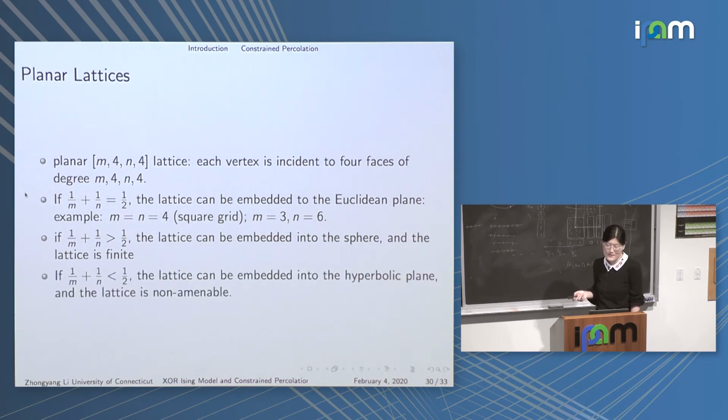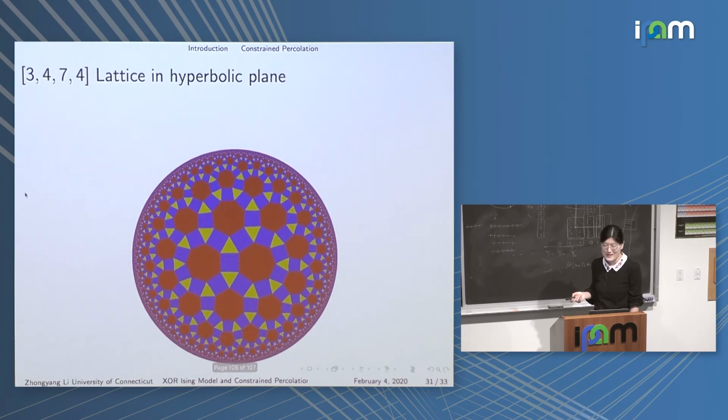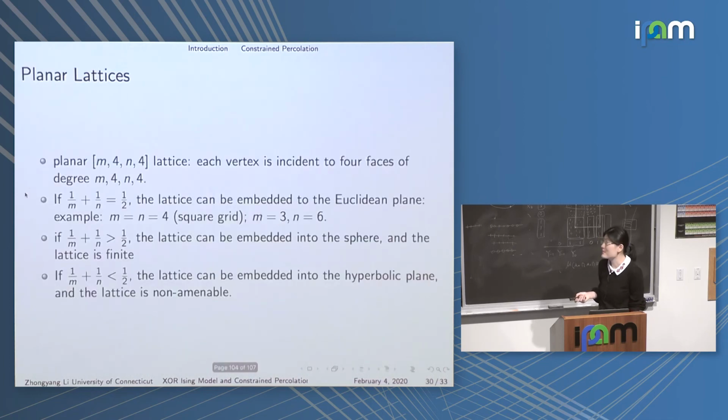If 1 over m plus 1 over n is less than 1/2, then this lattice can be embedded into the hyperbolic plane, and it is actually a non-amenable graph. So here is an example of a 3-4-7-4 lattice. It's non-amenable, and it can be embedded into the hyperbolic plane.